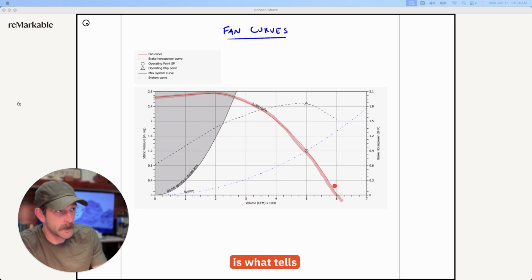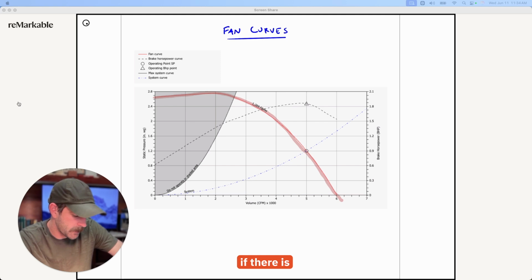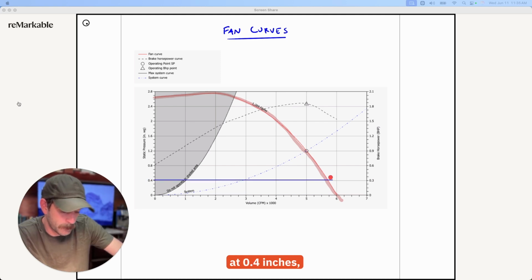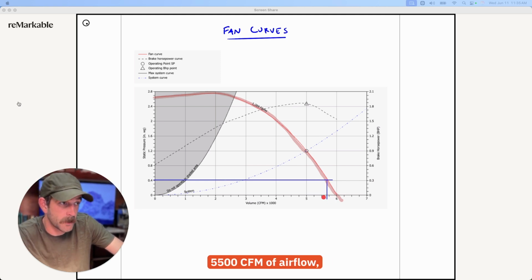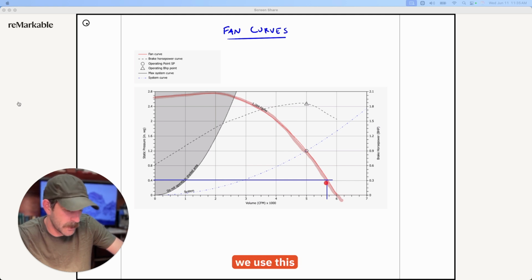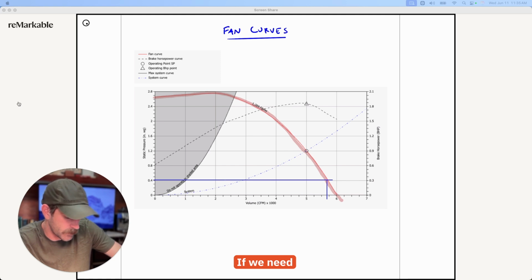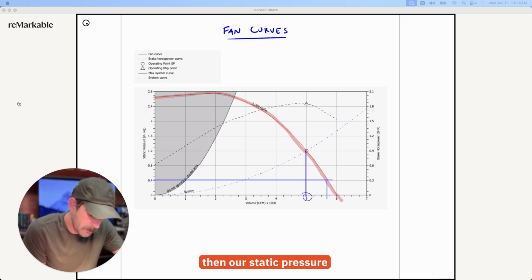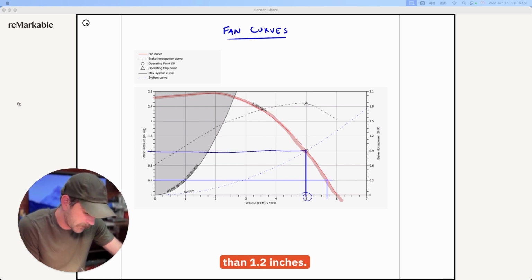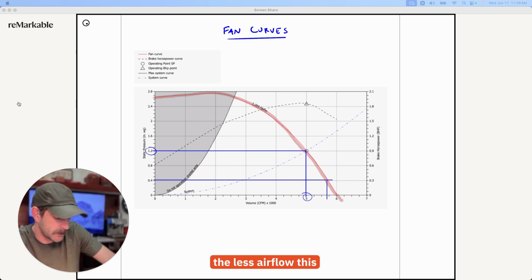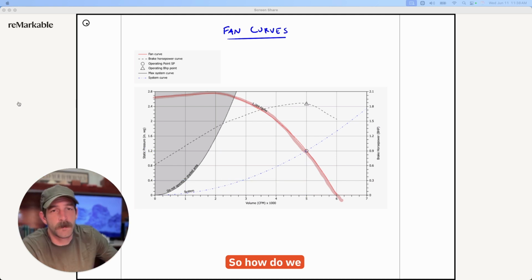Remember, this red line is what tells us how the fan will perform under certain conditions. So for this particular fan, if there is 0.4 inches of external static that it needs to overcome, this tells us that at 0.4 inches, this fan is able to produce right around 5,500 CFM of airflow, 5,600, somewhere around there. This is how we use this curve to determine the performance given a static pressure. We can look at it another way. If we need to move 5,000 CFM of air, then our static pressure cannot be greater than 1.2 inches. The higher the static pressure, or the more resistance in the system, the less airflow this fan is going to be able to move. So how do we use this in practice?